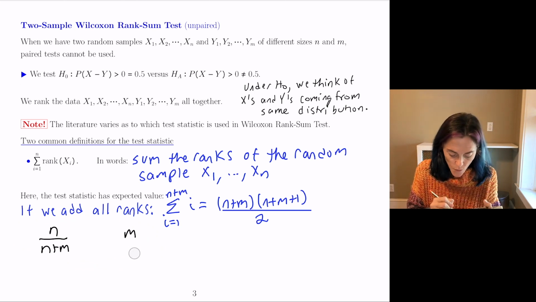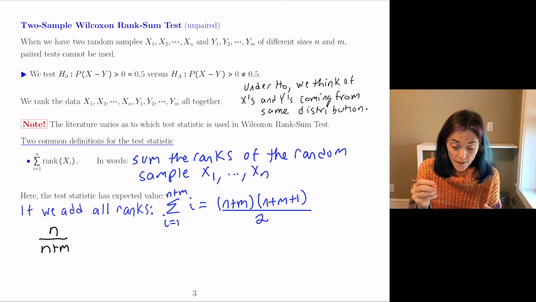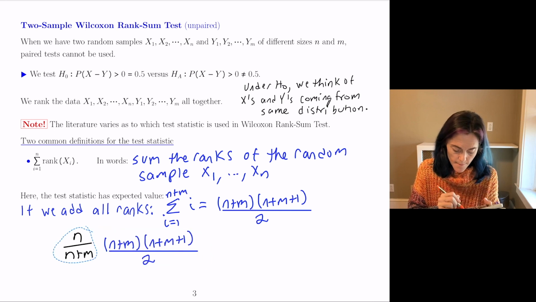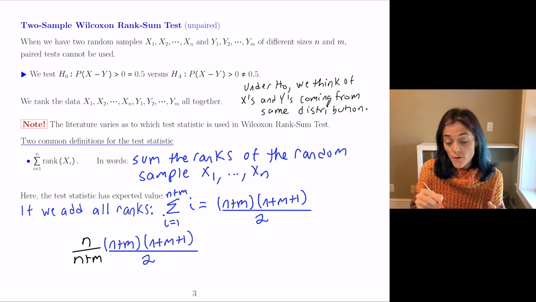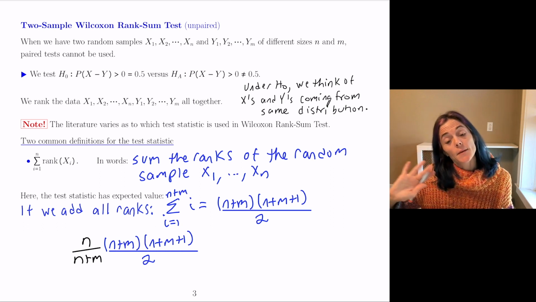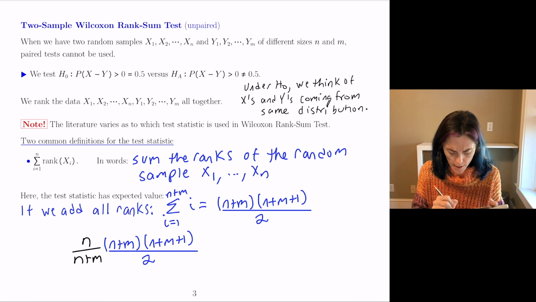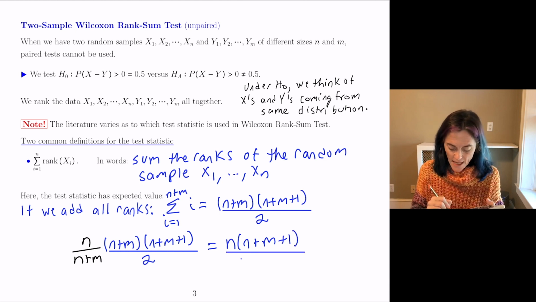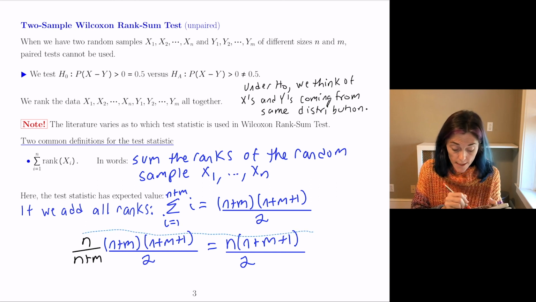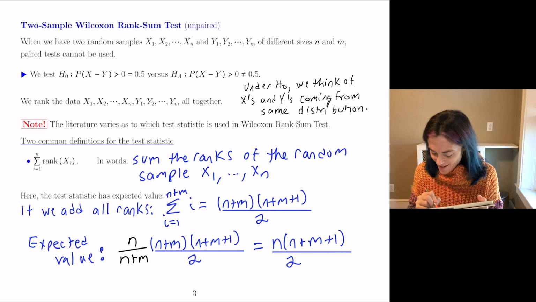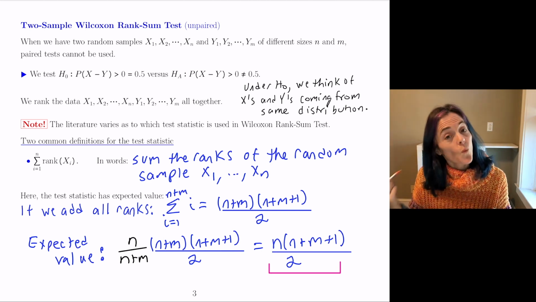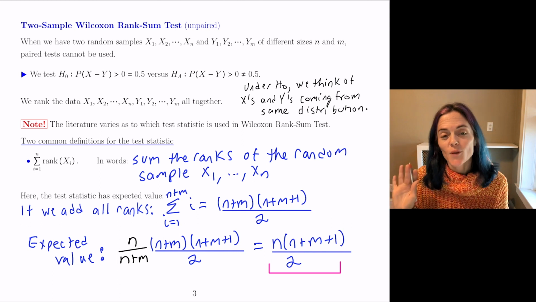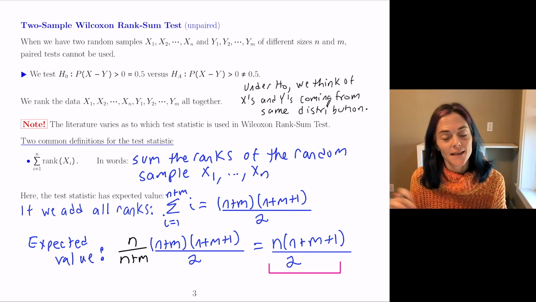So let me erase this one. We are summing over the x's. So the expected value of this statistic would be this, which simplifies because n plus m divided by n plus m is 1, we get n times n plus m plus 1 over 2. So this is the expected value for this test statistic. All right. This is one of the common definitions for the Wilcoxon Rank-Sum Test statistic.